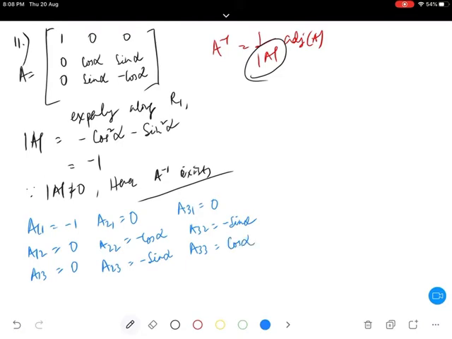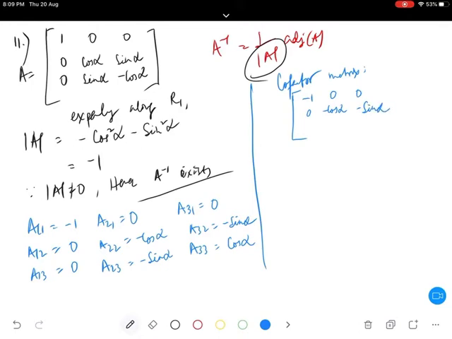Yes, so we got the cofactors, right? So let's write the cofactor matrix now. It will be minus 1, 0, 0, 0, minus cos alpha, minus sin alpha. Oh, we are making a mistake. A22 is minus cos alpha, A23 is minus sin alpha, and they're the same thing. A31 is 0, A32 is minus sin alpha, and this one is cos alpha. Okay, so this is my cofactor matrix.